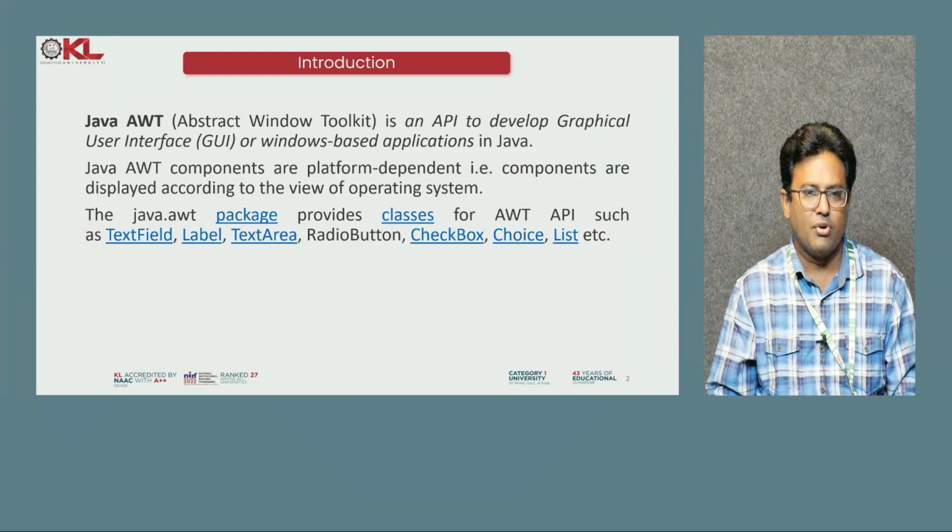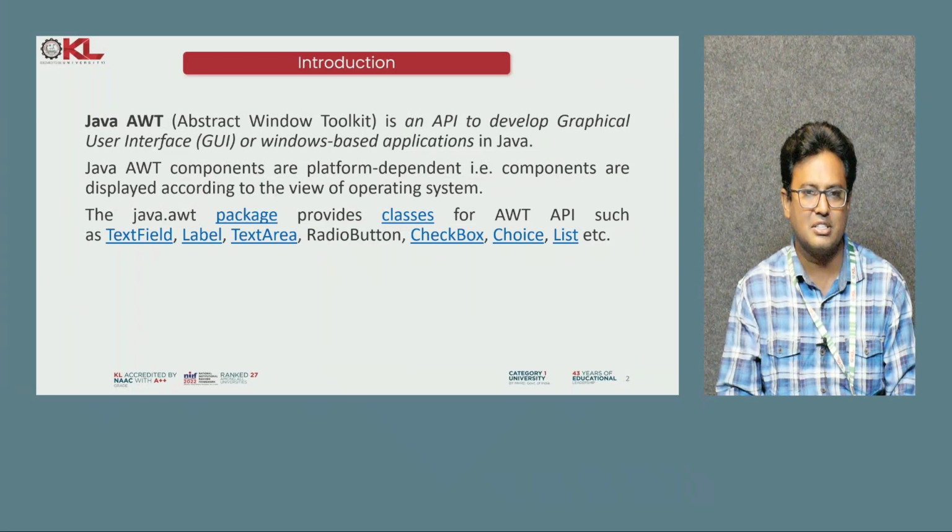See, AWT full form is Abstract Window Toolkit. It is an API, application programming interface, which is especially used to develop the graphical user interface, particularly to develop window based applications in Java. We are going to be using this Abstract Window Toolkit.